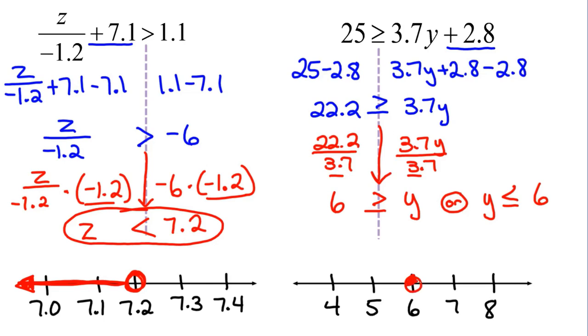So that 6 is included. That's a filled in circle. And everything less than 6, or 6 has to be bigger than everything. That's a solution. Another way to think about that. So that is shaded to the left.